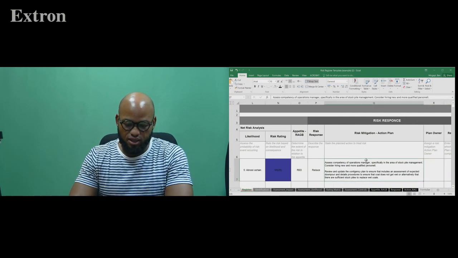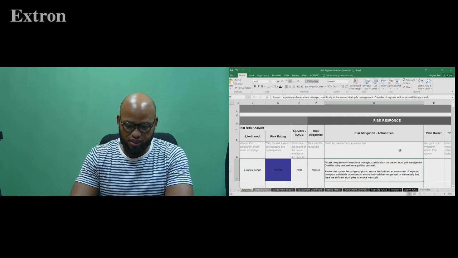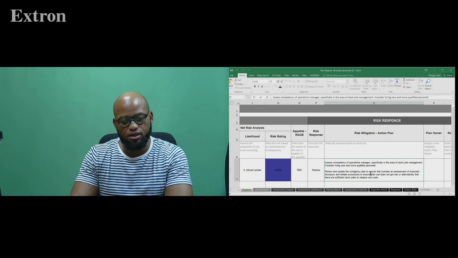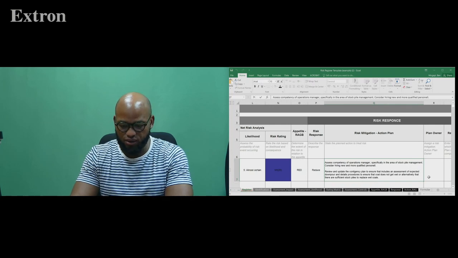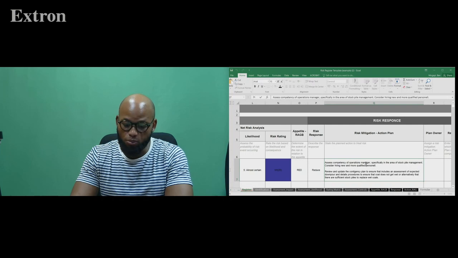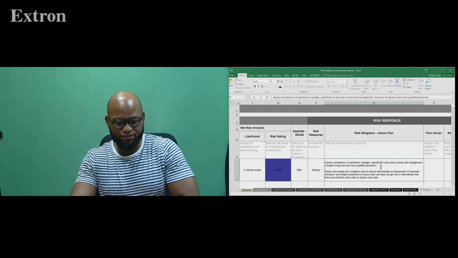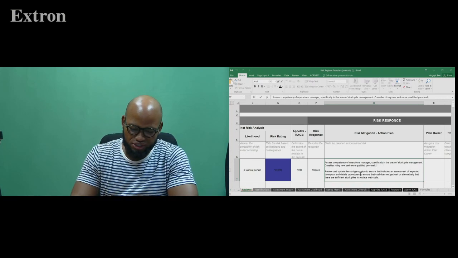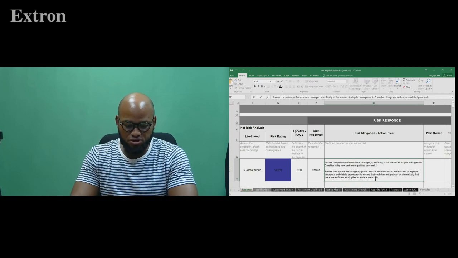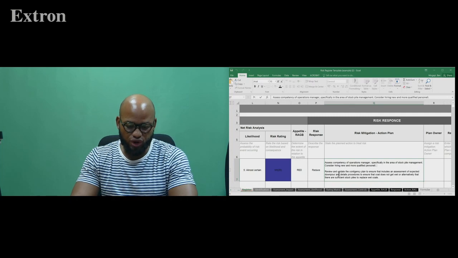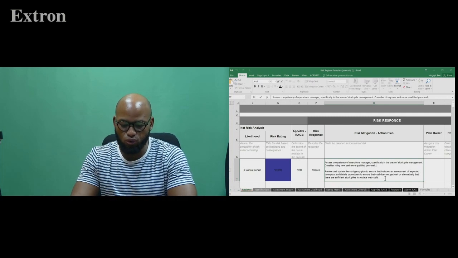Okay, in this block, I've basically written a few steps that can be taken to address the risk that we're using in our example. So perhaps we can assess the competency of the operations manager, specifically in the area of stockpile management. Consider hiring new and more qualified personnel. Review and update the contingency plan to ensure that it includes an assessment of expected downpour, in other words, rain, and details procedures to ensure that coal does not get wet.